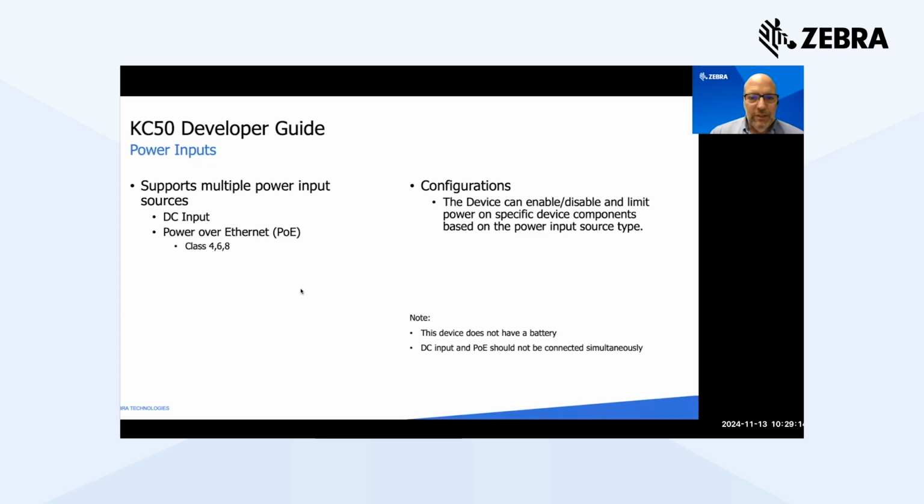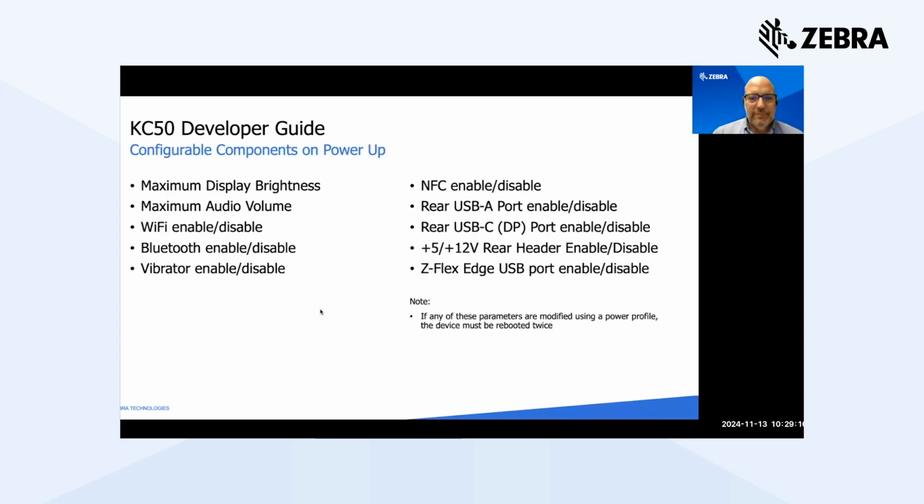Okay, so I'm going to talk a little bit more about configurations. You can go to the next slide. All right, so these are the configurations that you can use on power up, and you can do this based on what your power input is. So you can make a specific configuration based on whether you have a DC input or a specific power over Ethernet class. You can set the maximum display brightness and the maximum audio volume. You can enable or disable Wi-Fi, Bluetooth, and the vibrator, as well as NFC.